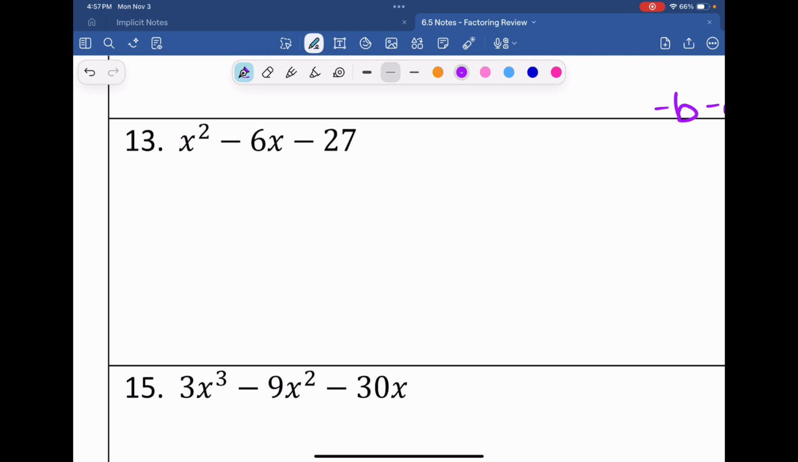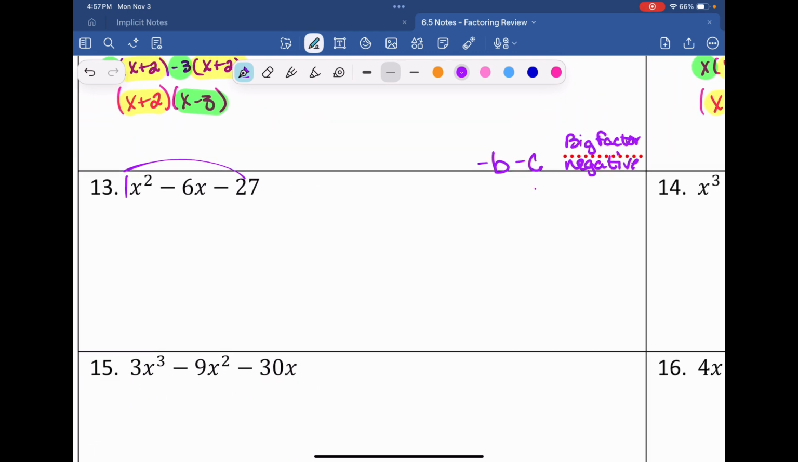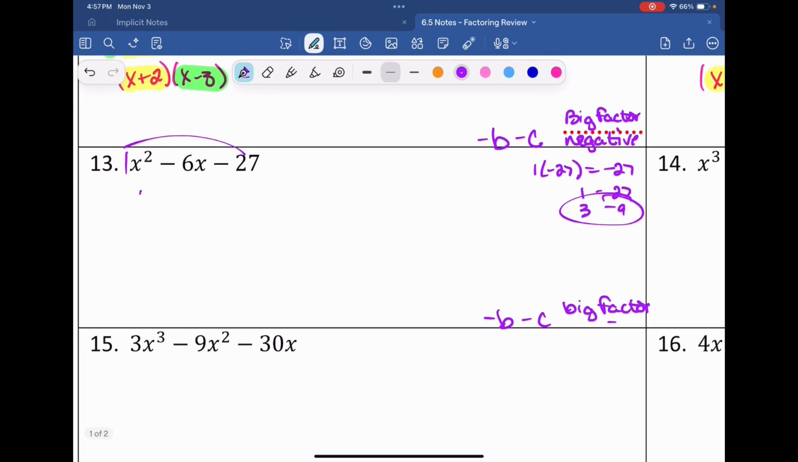All right, leading coefficient is also 1 here, so we're going to do 1 times negative 27. Okay, it's a negative b, negative c, so we know the big factor is negative. So factor pairs, 1 and 27, 3 and 9, and that's it. There's my set. My leading coefficient is a 1, so I'm going to go right to my factor pairs and say x plus 3, x minus 9.